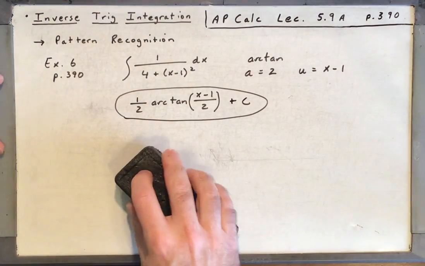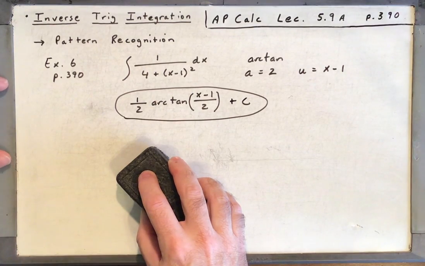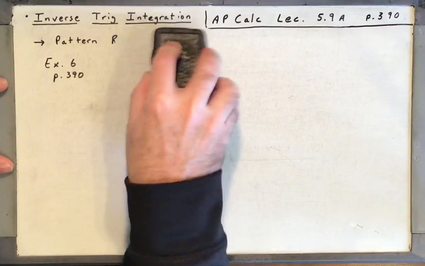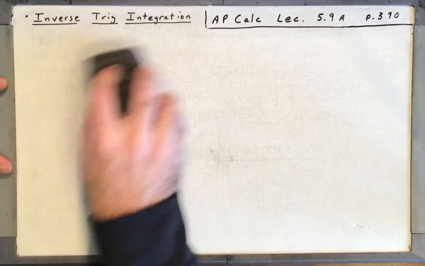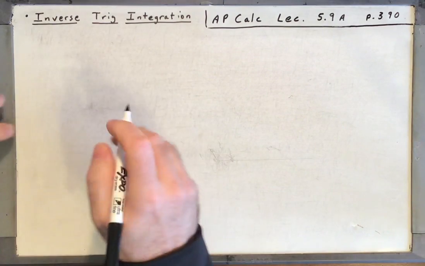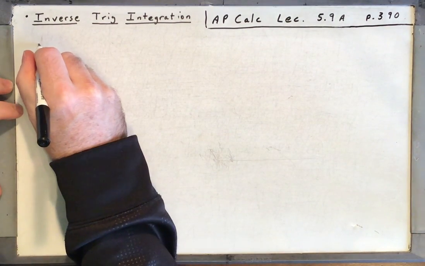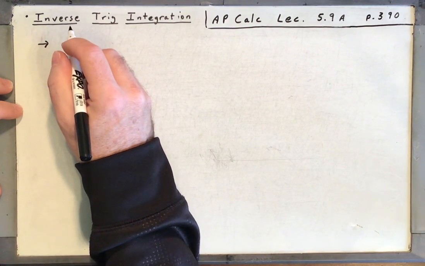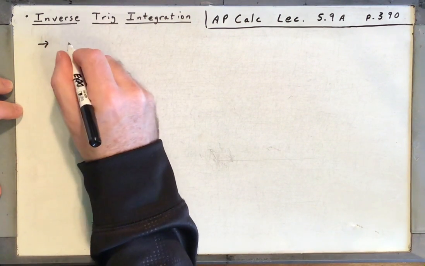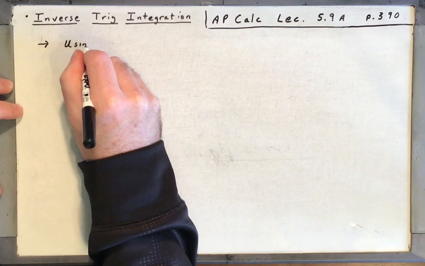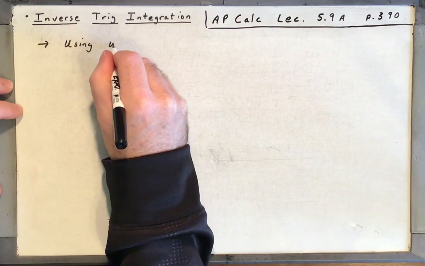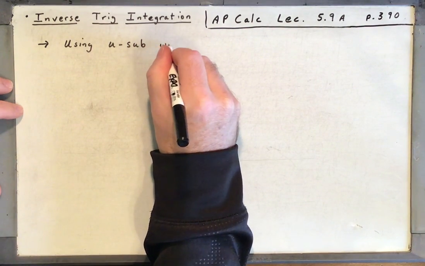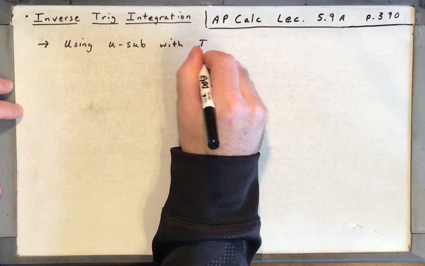Okay, let's get into a couple of examples that are a little more of a pain. We still have our pattern recognition, but anytime that u prime or du does not equal 1, we have to go through u substitution. So using u substitution with inverse trig integration.